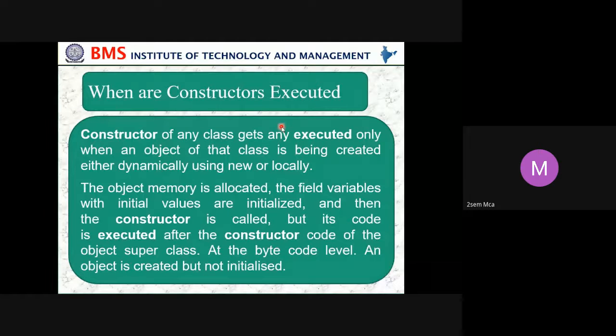Then when constructors execute: as we know, as soon as we initialize the object, the constructors will automatically be called. So the constructor of any class gets executed only when an object of that class is created, either dynamically using new or locally. The object memory is allocated, the field variables are initialized with initial values, and then the constructor is called, but its code is executed after the constructor code of the object's superclass. At the byte level, an object is created but not initialized.